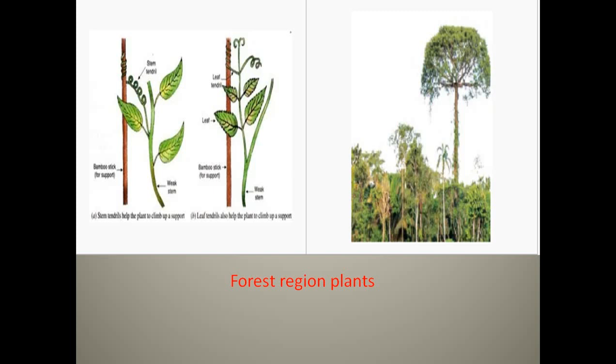So here I have given you a few examples of forest plants. You can see in the second picture, on the tall tree, the climber is trying to reach the height of the tree, right? So this is called adaptation in forest plants.